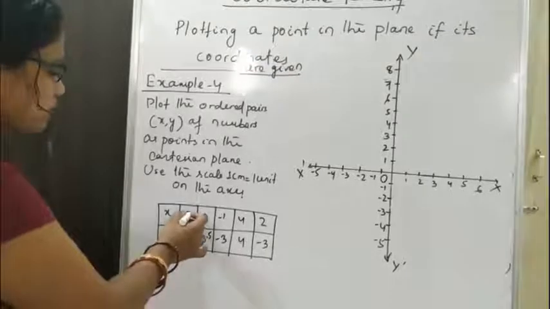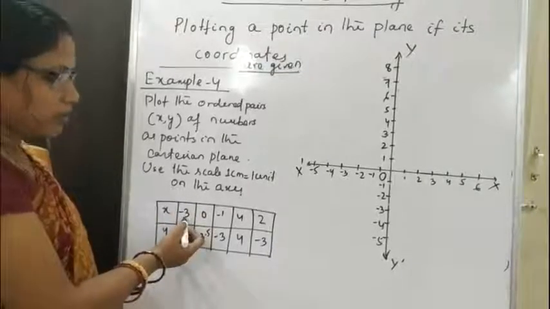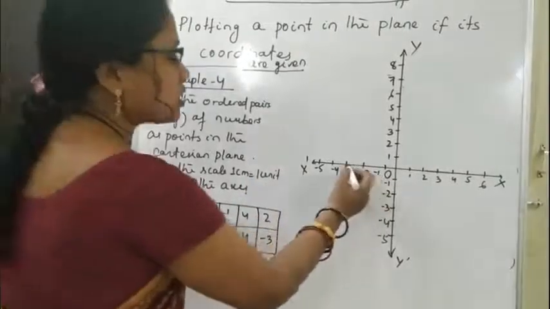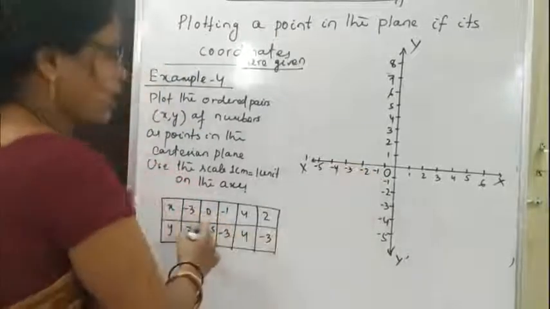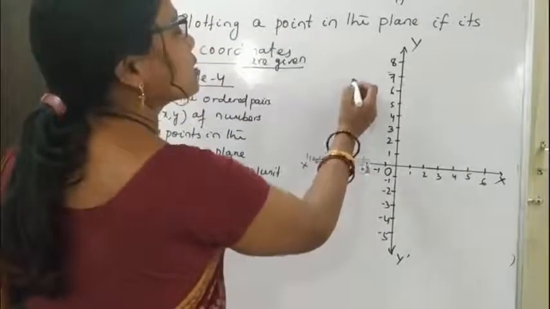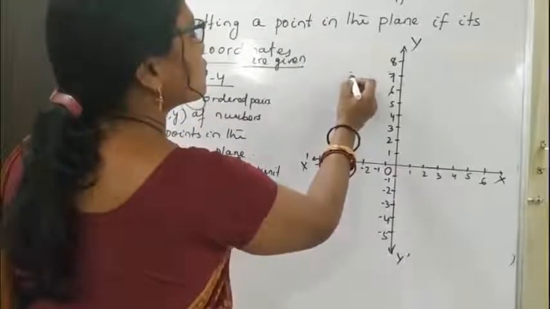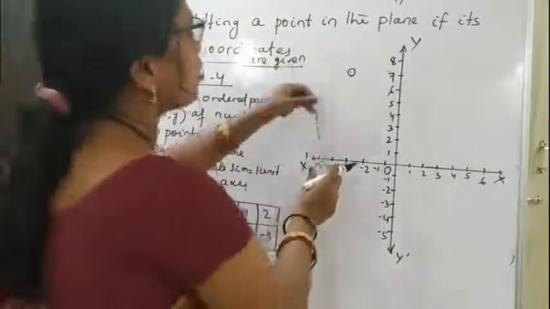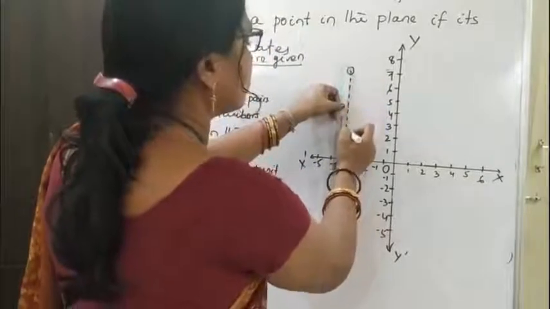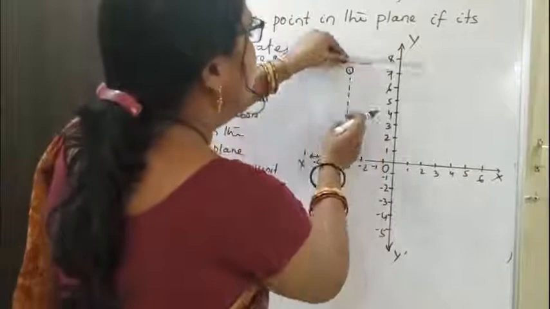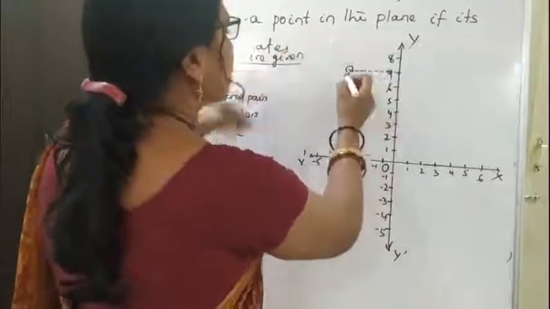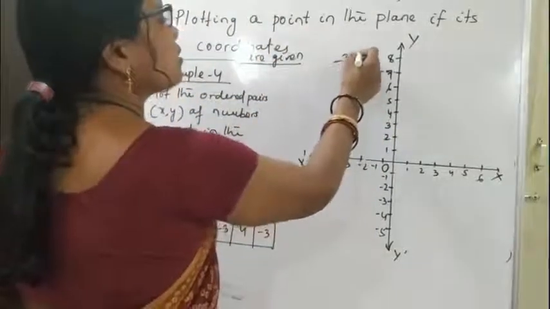So the first point is (-3, 7). The x coordinate is -3. So we will move along the x axis but in the negative direction. So this is -3. Then the y coordinate is 7. So from -3 we will move towards the positive direction of the y axis. So this is 7. Then we have to draw the perpendicular lines like this. So this is the point (-3, 7).